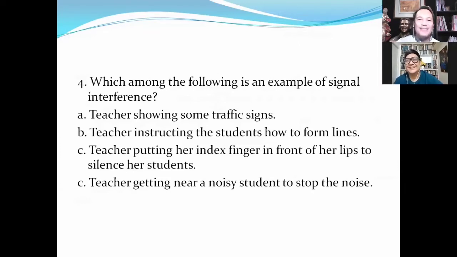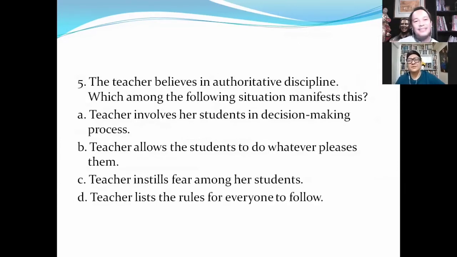Okay, let's proceed. Number 5. The teacher believes in authoritative discipline. Which among the following situations manifests this? Is it A, teacher involves her students in decision-making process? B, teacher allows the students to do whatever pleases them? C, teacher instills fear among her students? Or D, teacher lists the rules for everyone to follow?